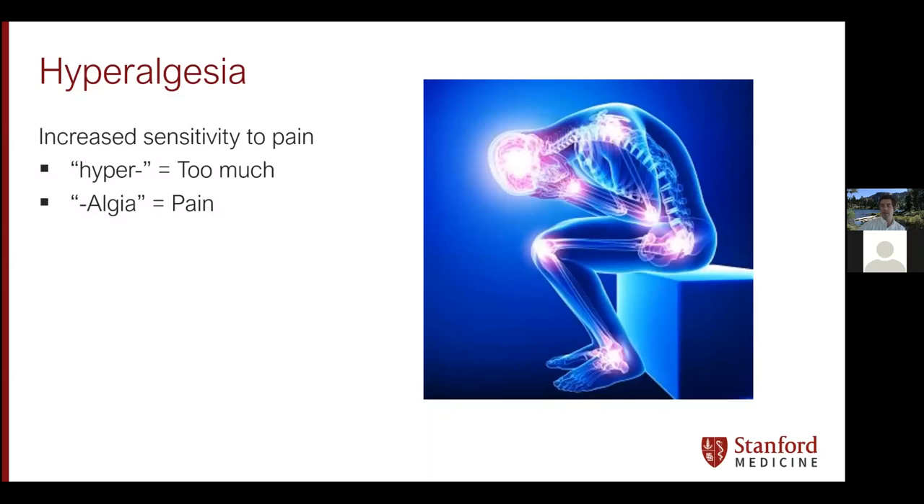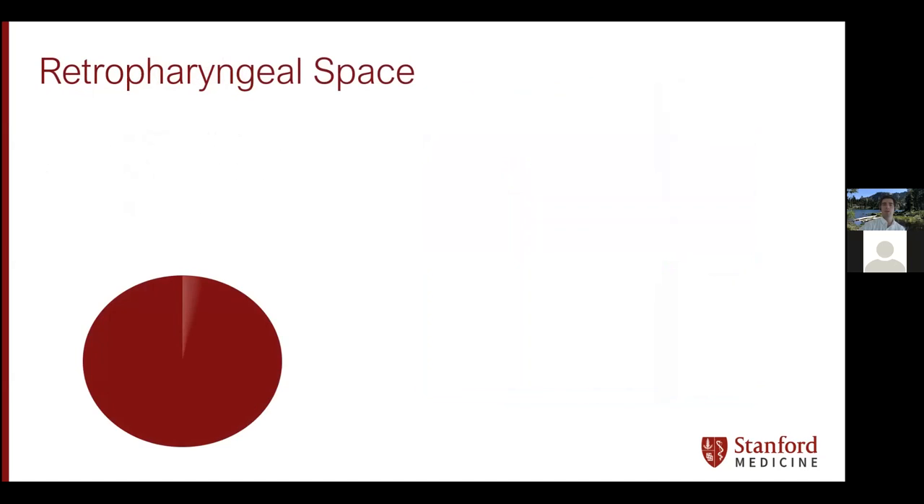Neurologic conditions that result in damage to the sensory nerves can cause extreme sensitivity in certain areas of your body. Fibromyalgia is a condition where you have extreme point sensitivity in certain areas of your body. And then chronic regional pain syndrome is another condition where often people, even to very light touch, even to light breezes, can feel extreme pain. And that would be termed hyperalgesia. And then we'll get into some more complex stuff. So the retropharyngeal space.